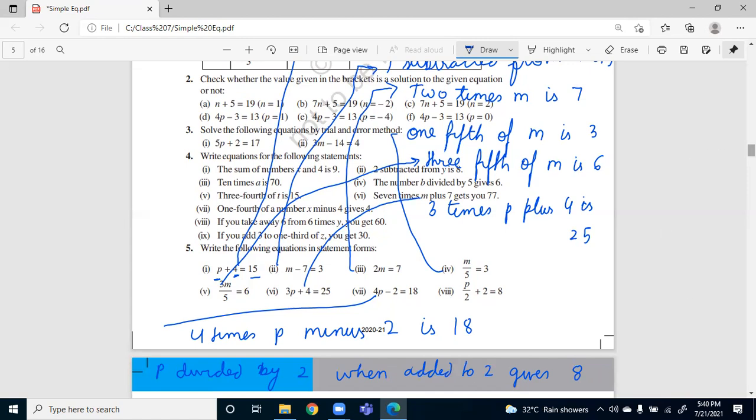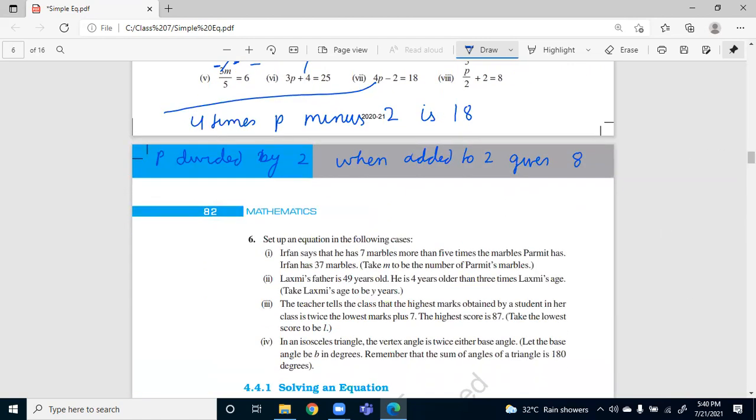What is another way of doing the 8th part? You can say half of P added to 2 gives 8.